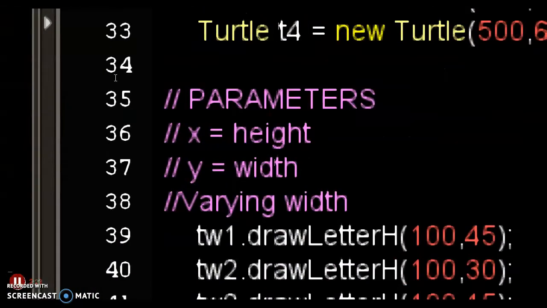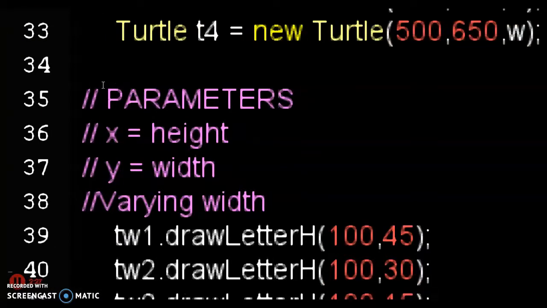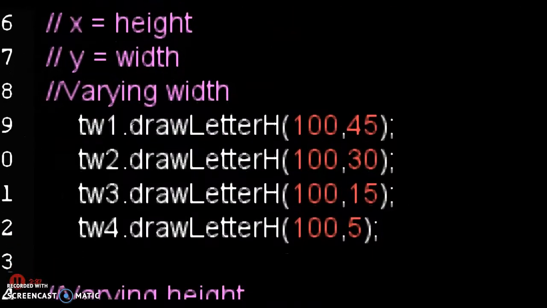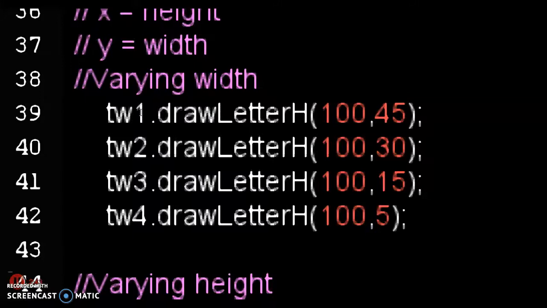Next, on line 35, you can see the commented section is reiterating the fact that our X parameter is the height and our Y parameter is the width as defined in our drawLetterH method in our turtle.java file. So let's begin with our TW object turtles where we call the method drawLetterH, and in the parameter section you can see that the 100, or the X value, is the same for all 4 turtles, but the Y, or the width, is varying.